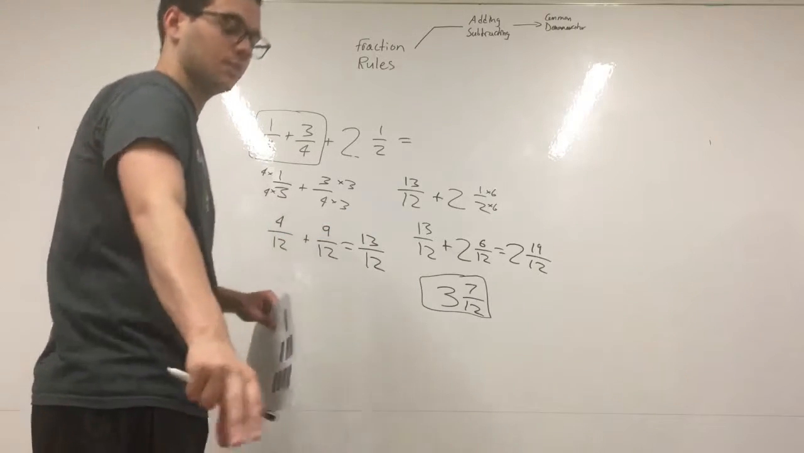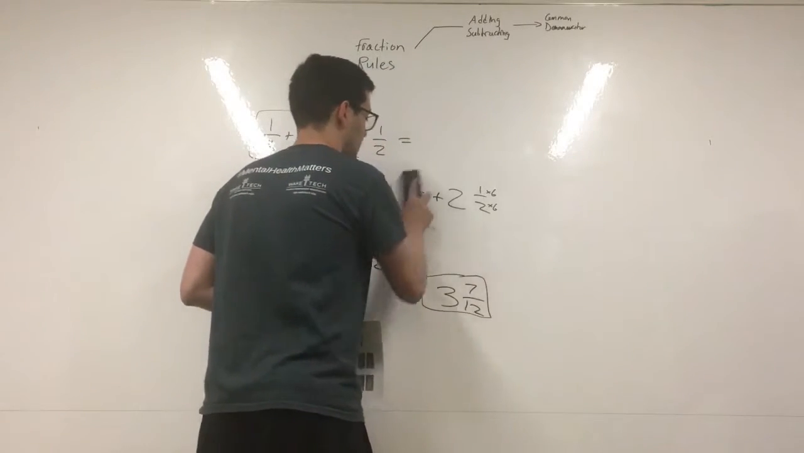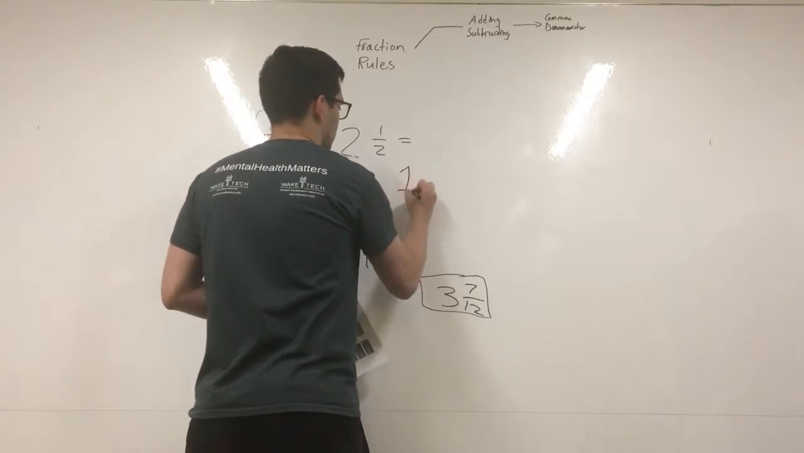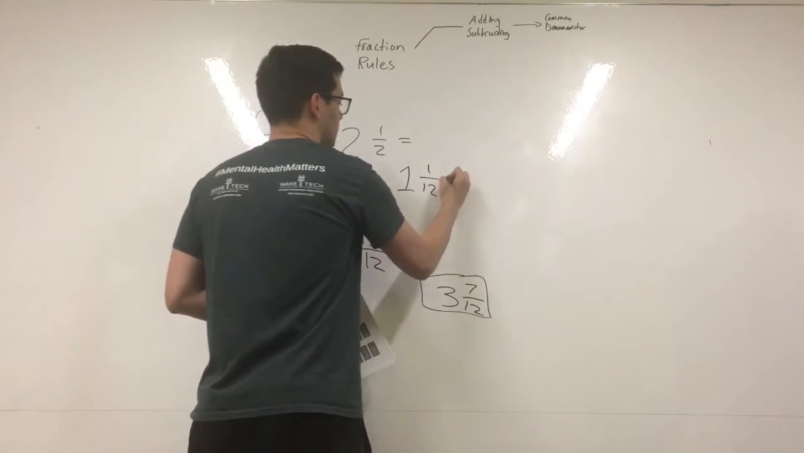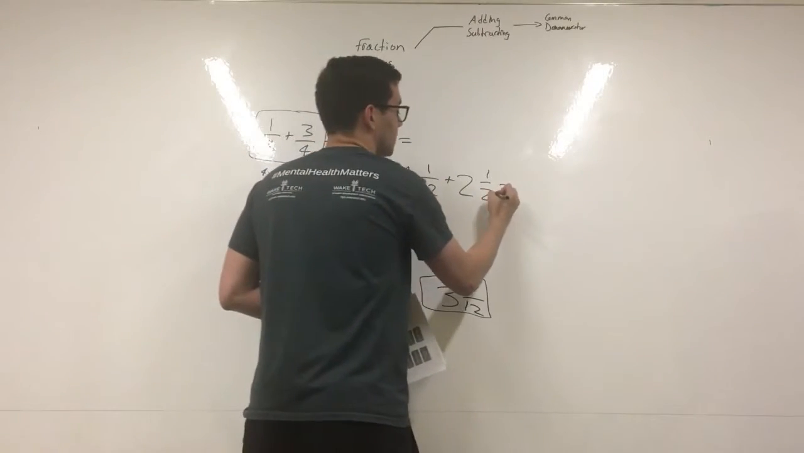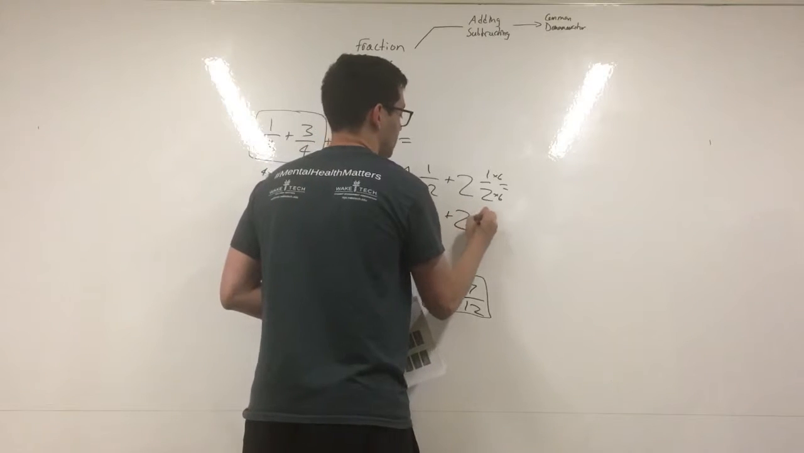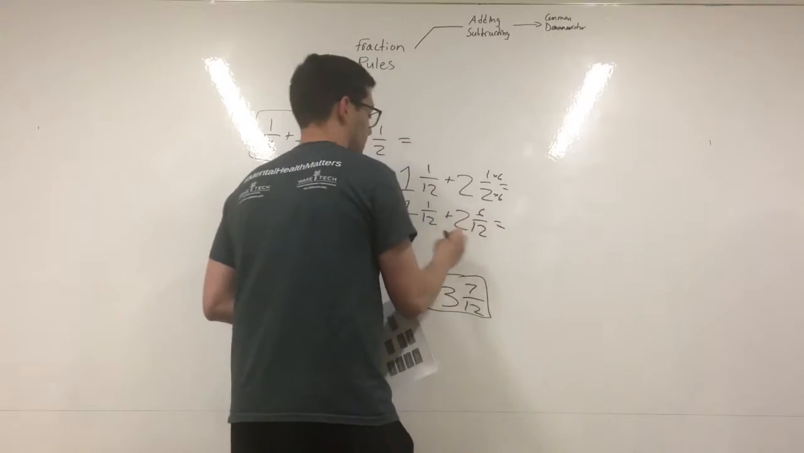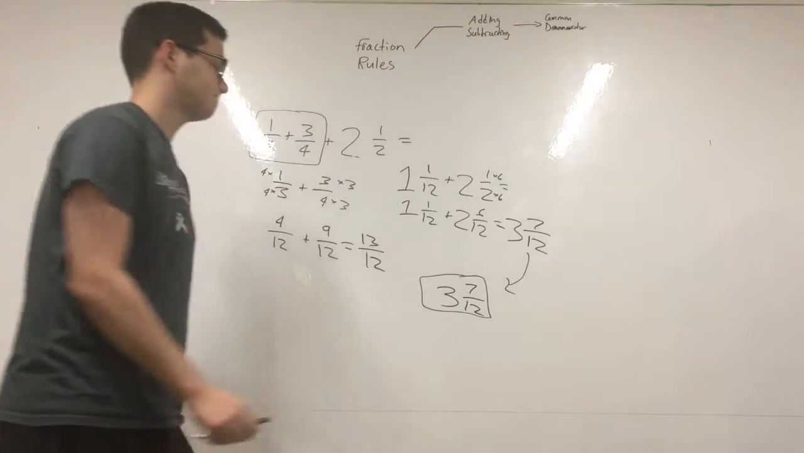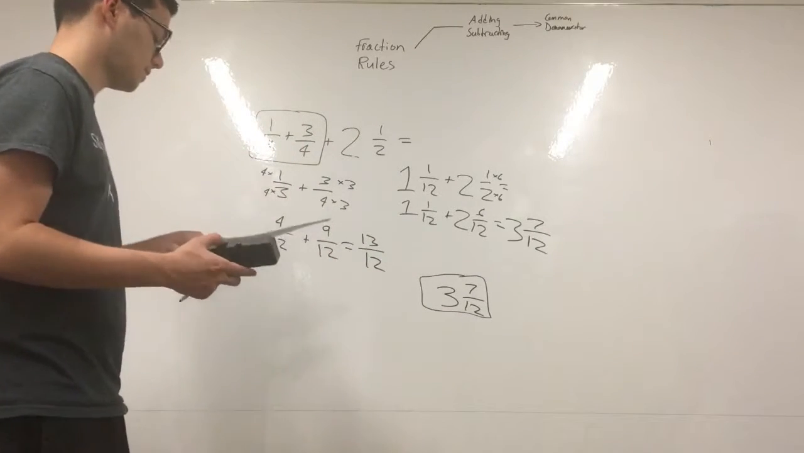If we went this route, let's go the other route. Let's change this to a mixed number and then add it with this and see if we get the same answer. So this is a mixed number. 12 goes in 13 once. It should be 1 over 12, plus 2, 1 over 2. Same thing. Multiply with this 6 times 6. So that'll be 1 over 12 plus 2, 6 over 12, 3, 7 over 12. I got the same answer. Both ways work. It's just whichever one you feel like doing. There's no preference here.